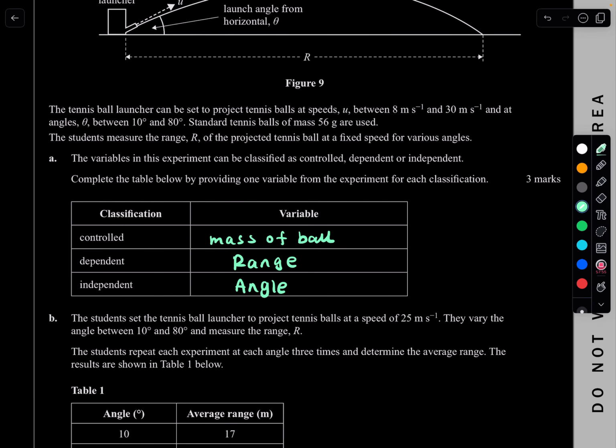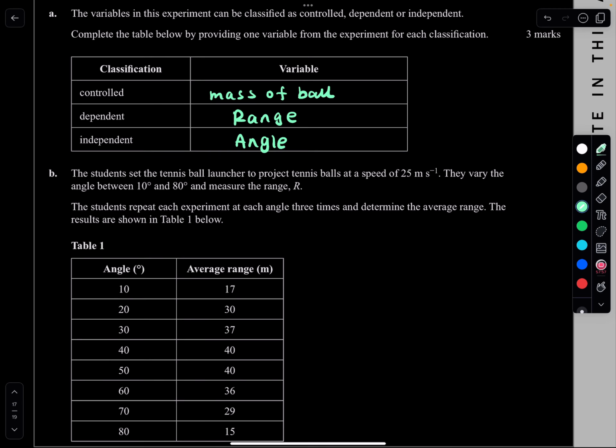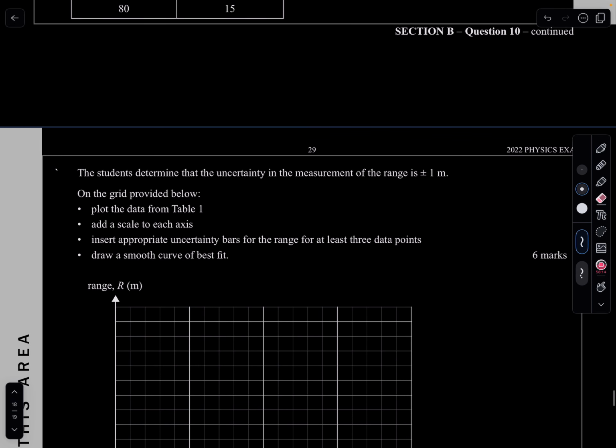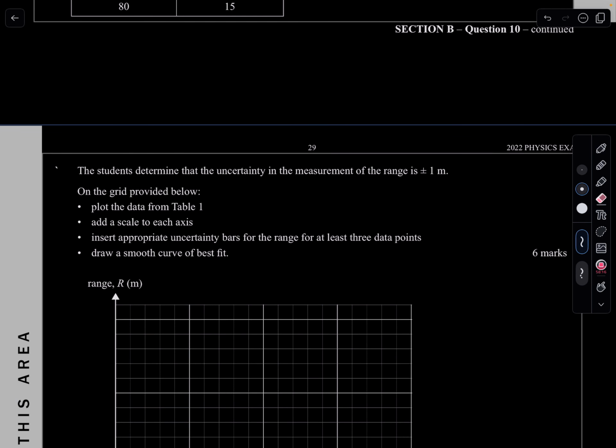That's easy. The students set the tennis ball launcher to project tennis balls at a speed of 25 meters per second. They vary the angle between 10 and 20 and measure the range. The students repeat each experiment at each angle 3 times and determine the average range. The results are shown in table 1, so we have the angle and the average range. The students determined that the uncertainty of the range measurements is plus or minus 1.